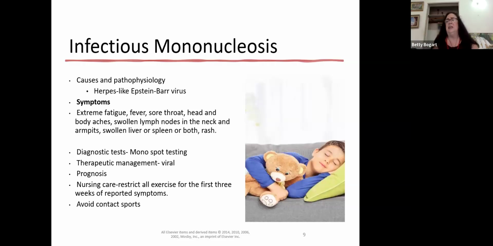So what would you see with mono? What's the presentation? Well, it's caused by an Epstein-Barr virus, so you're going to have the fatigue, all right? And the fever. But with mono, it's a sore throat and flu-like body symptoms, swollen glands all over, just feeling horrible, rash, all of these things. So this child goes to the doctor, and the doctor does a strep test, a flu test, a culture, they do everything, and everything's negative. So they send him home on treatment.